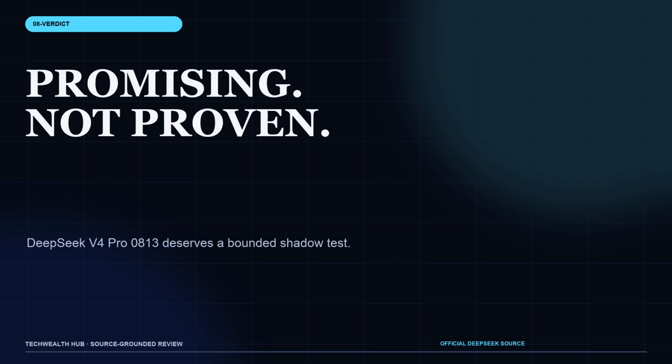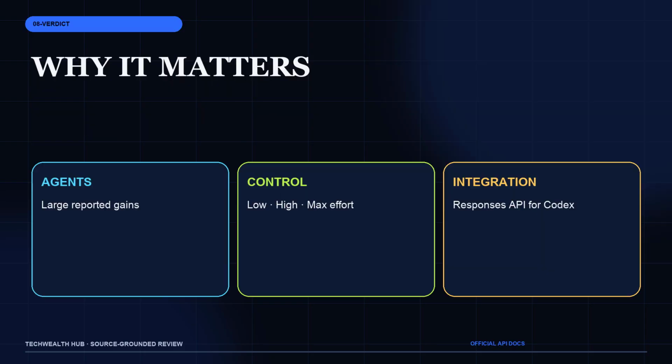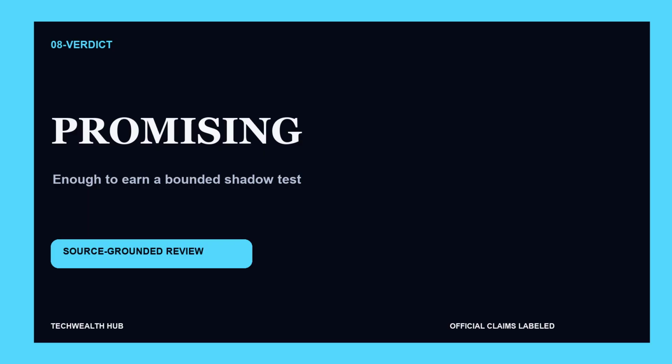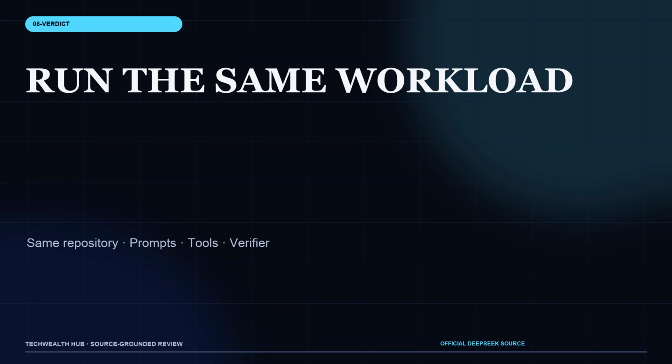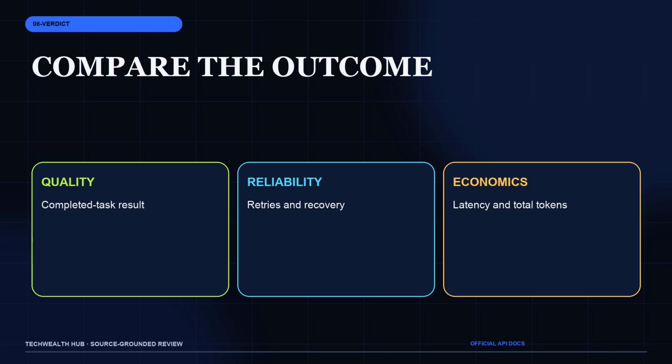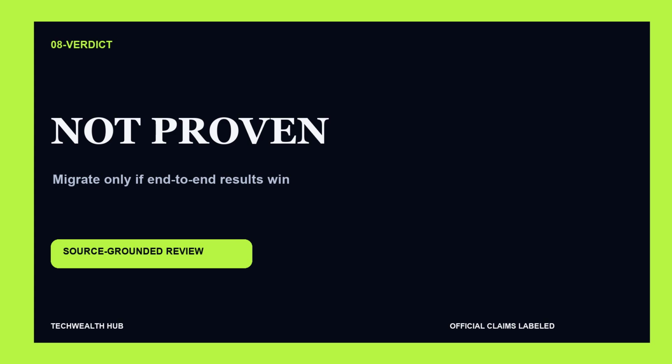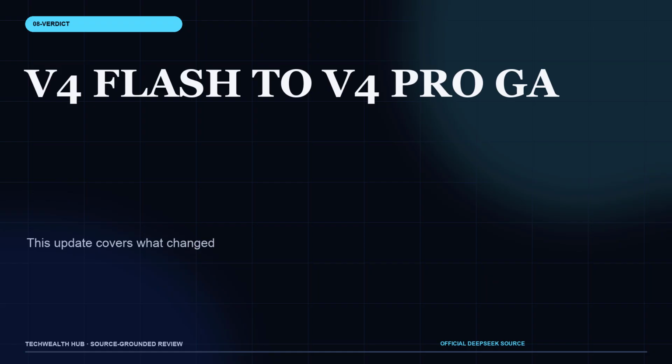DeepSeek V4 Pro 0813 combines an aggressive agent benchmark story, flexible reasoning effort, a million-token context window, and enough responses compatibility to fit behind Codex with less adapter work. The limitations are equally concrete: stateless responses, text-only input, missing computer use and MCP, silently ignored fields, changing prices, and a vendor-led evidence base. Route a bounded shadow workload through low, high, and max, and compare completed task quality, latency, retries, tool recovery, and total tokens against the model you use today. Migrate only if the end-to-end result wins.